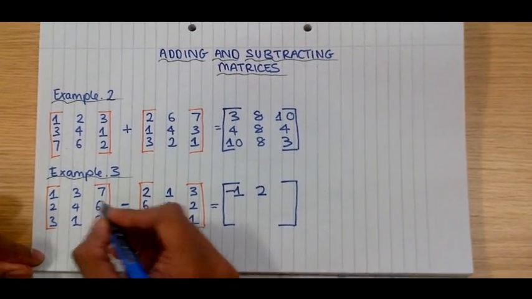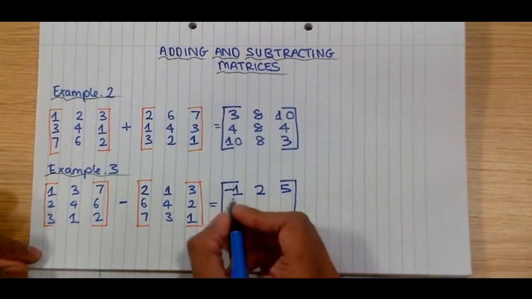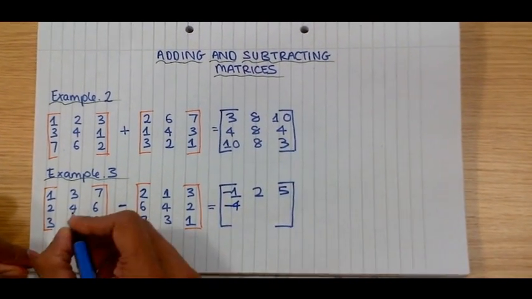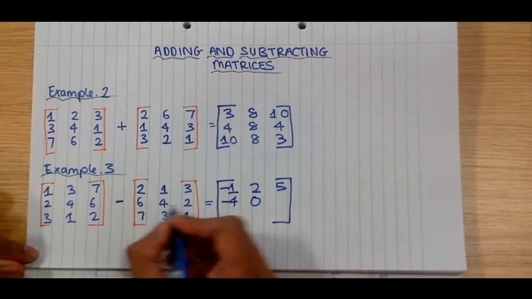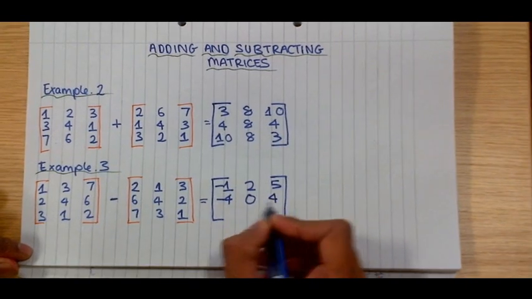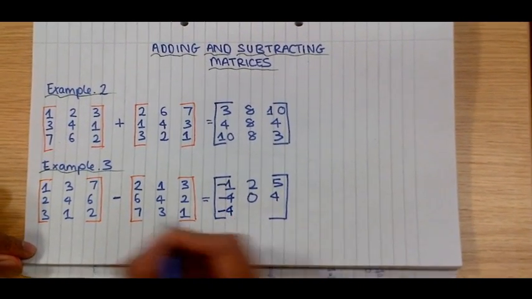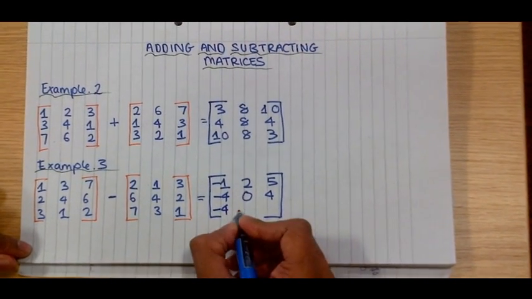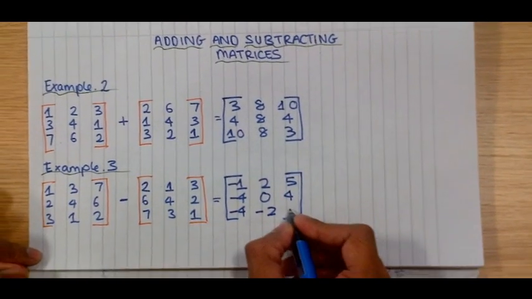So we will do 7 minus 3, which is 5, 2 minus 6, which is minus 4, 4 minus 4, which is 0, 6 minus 2, which is 4, 3 minus 7, which is minus 4, 1 minus 3, which is minus 2, and 2 minus 1, which is 1.